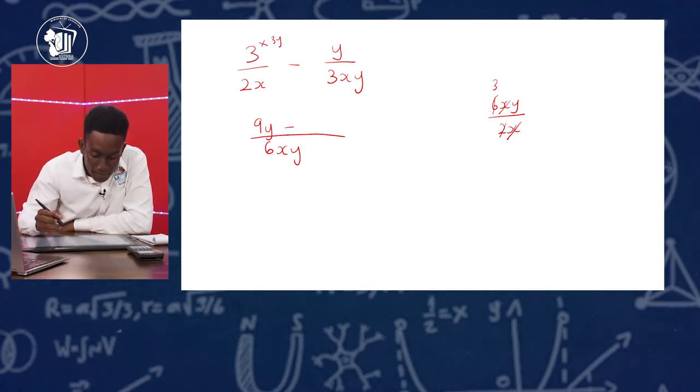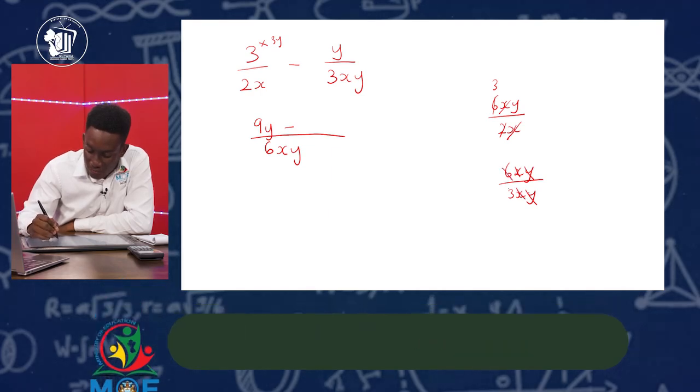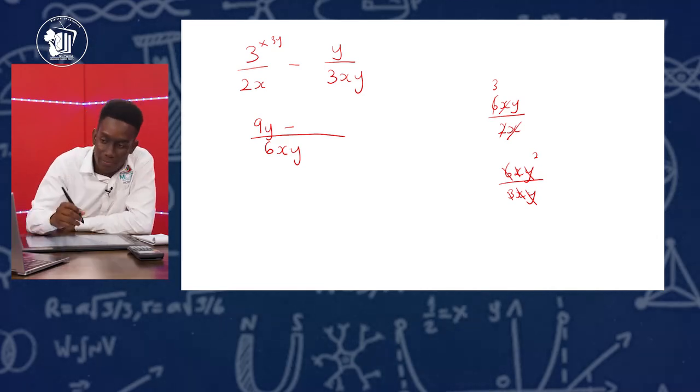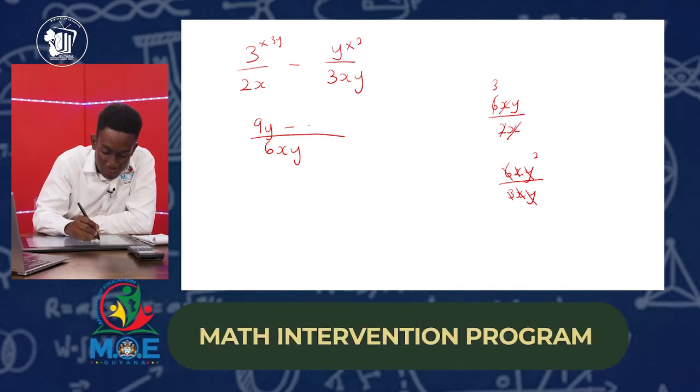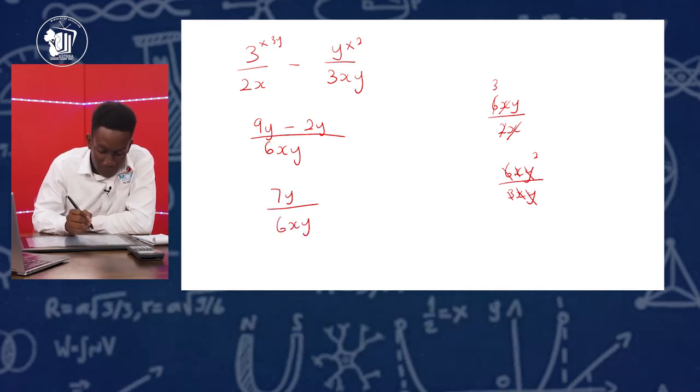Subtract 6xy divided by 3xy. This y will cancel with that y. This x will cancel with that x. 6 divided by 3 will give you 2. So we take that 2 and we multiply it by the numerator, which is y. So y times 2 would be 2y. So 9y subtract 2y would be 7y, all divided by 6xy.